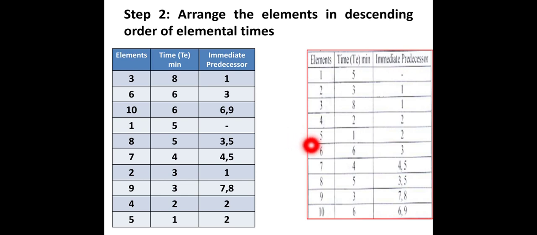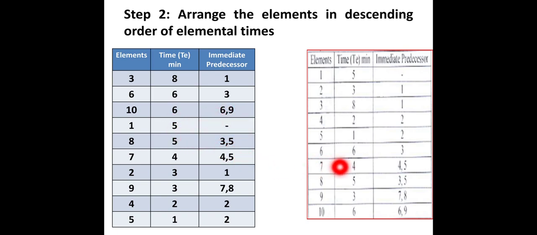Now the next element with maximum time is 6, and again it is 10, there is a tie. So you need to take whichever comes earlier. So 6 comes earlier. So 6, 6, 3, 10, 6, 9. Okay, which is the next maximum element time? It is element number 1 and element number 8, which are represented here, and their precedence is also written here.